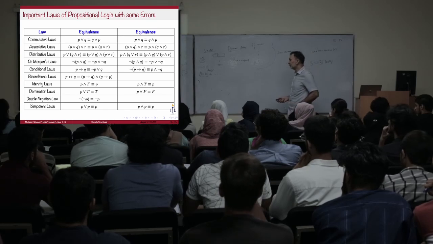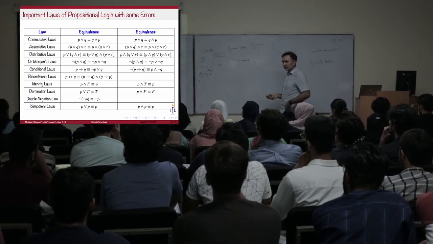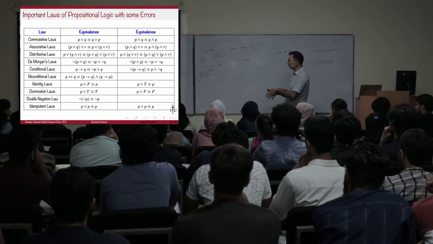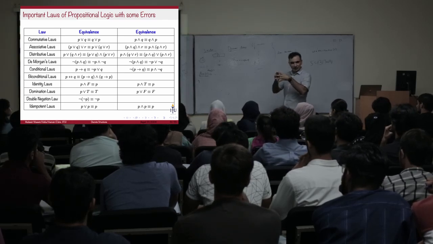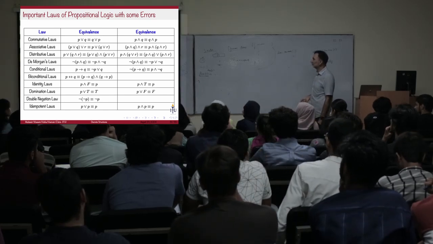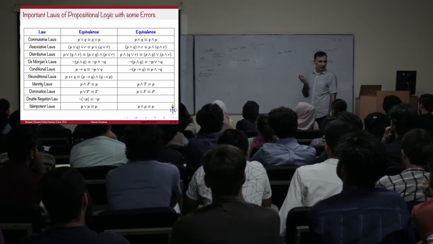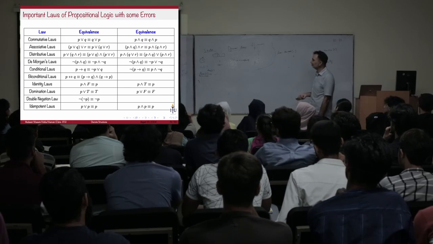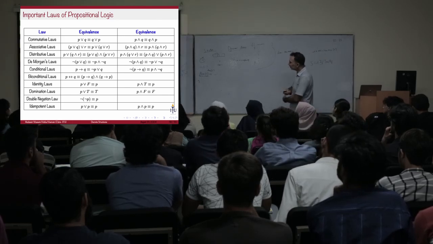Idempotent says that if you take the disjunction of a statement with itself, you get the same statement. If you take the conjunction of the same statement with itself, you get the same statement. Cool. You're going to have to use these laws to find equivalences of statements. Here's the corrected version of, I think, all of them.